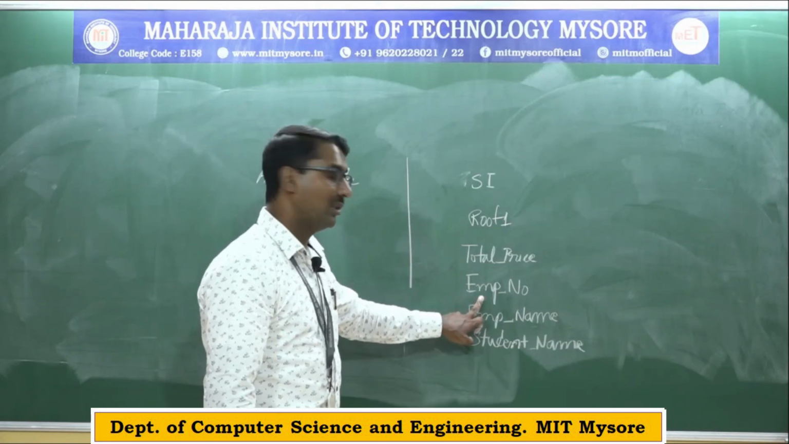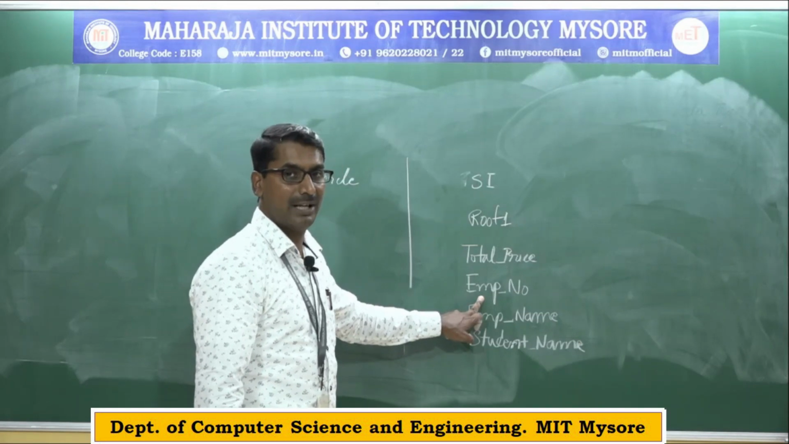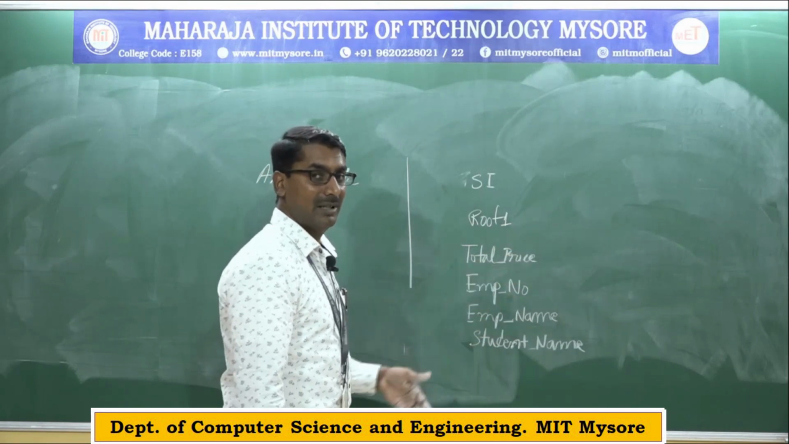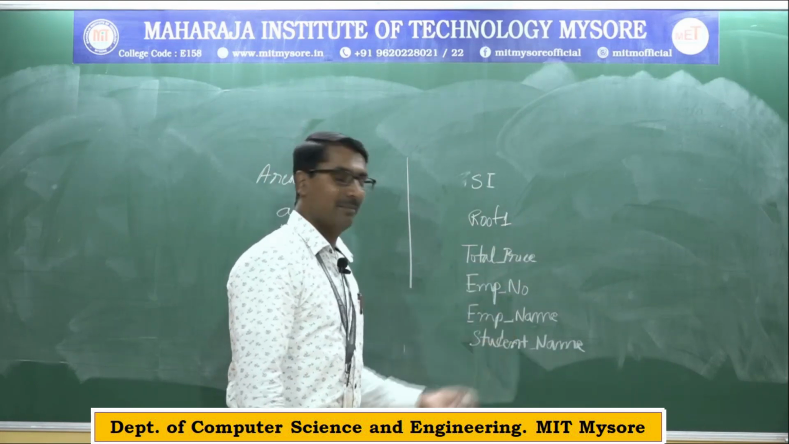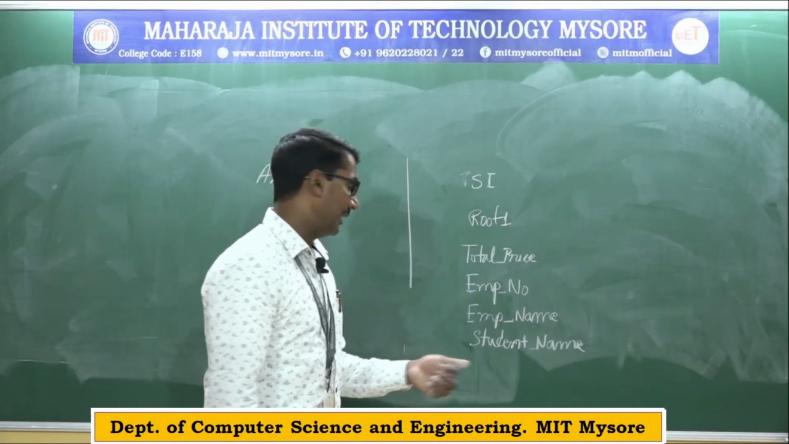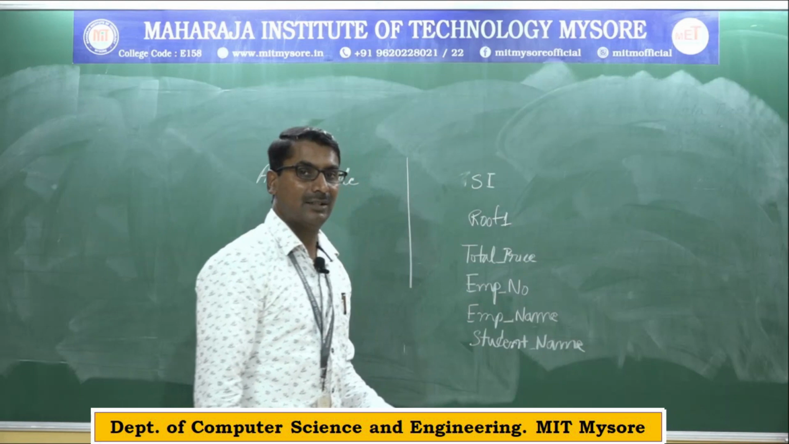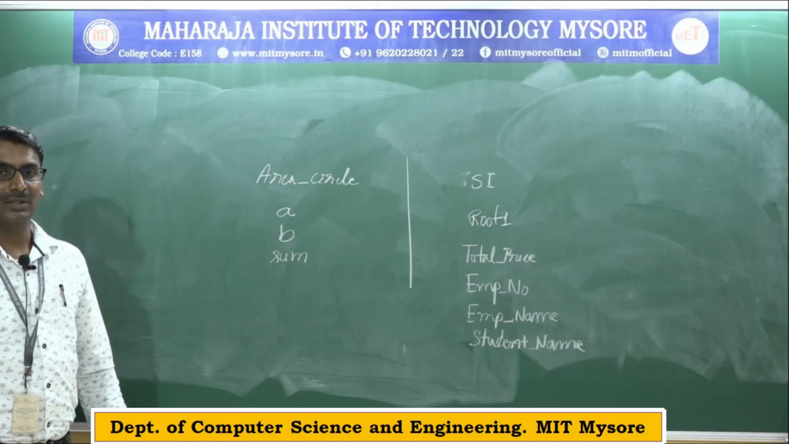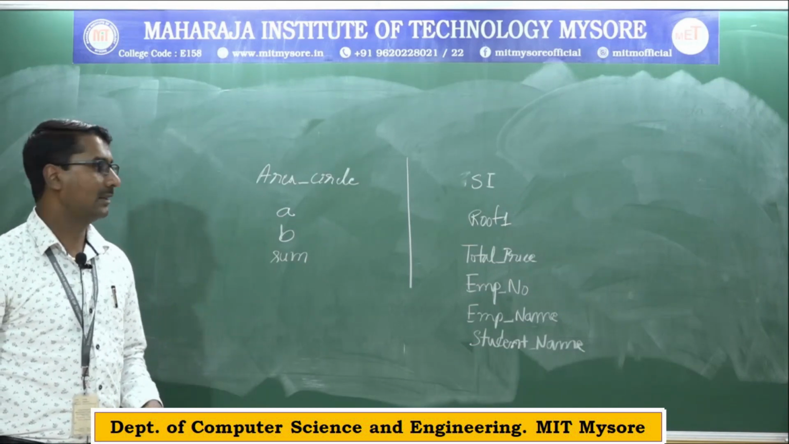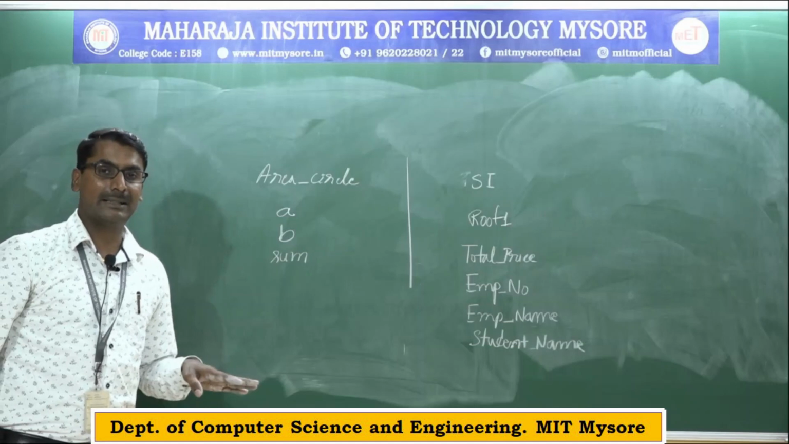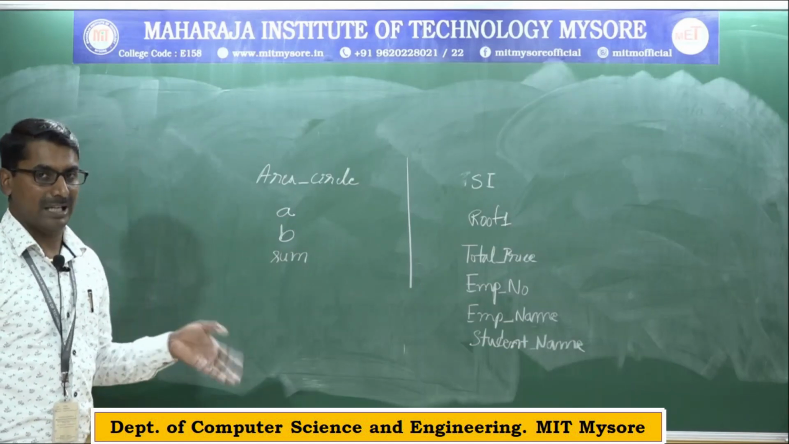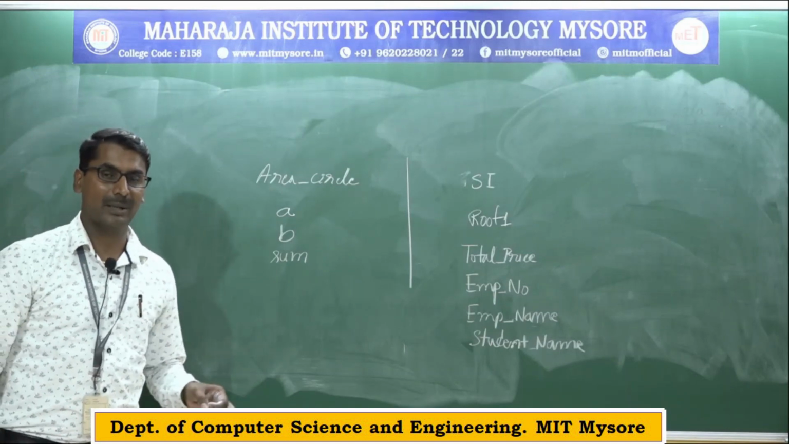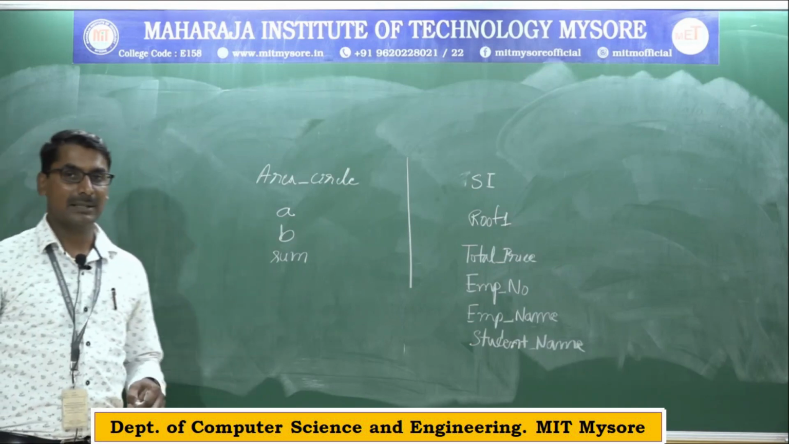emp_number indicates that in this program we are storing employee information, so employee number signifies we are storing the employee number. Similarly, emp_name indicates employee name. student_name signifies the student name. By seeing the variable name, we can identify the purpose of the variable. So when you are defining variables, they must represent the purpose for which we are using them. This is an important thing when we are declaring variable names.